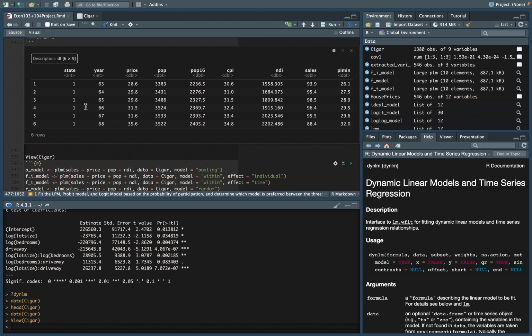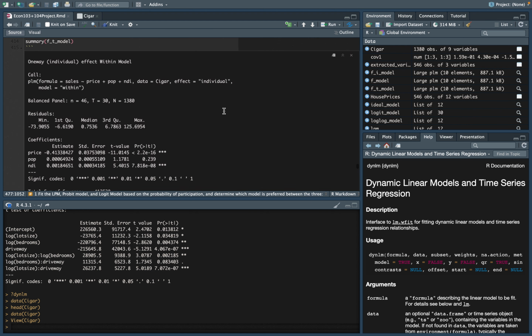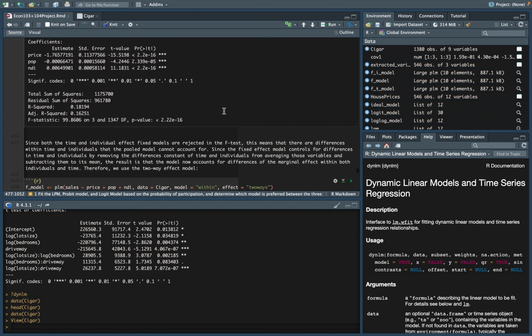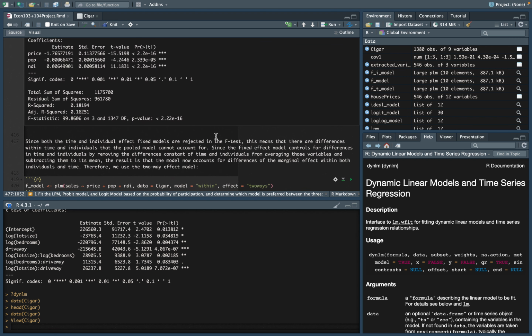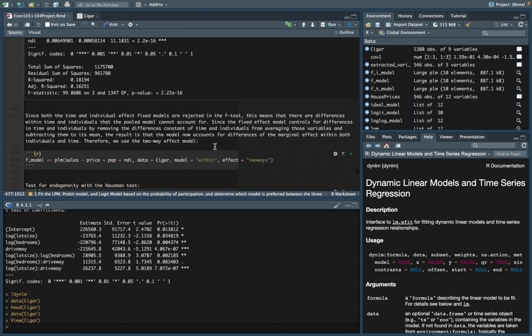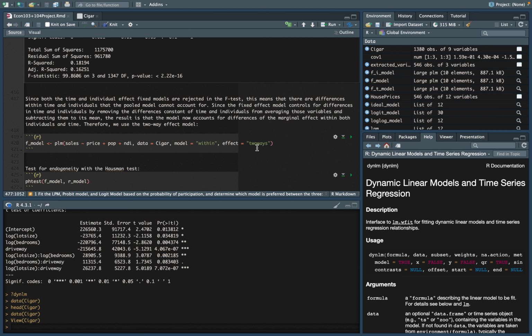So across each different state, we have different characteristics, and across time within each state, we also have different trending population and sales and CPI values. All right. So now that those are rejected and we conclude that a fixed effect model is necessary, we can confirm that by making this fixed effect model that includes two ways, both the individual and time effect.